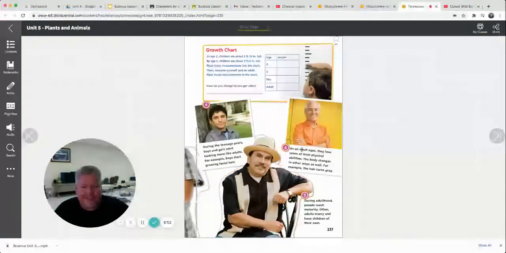And then 6, as an adult ages, they lose some of their physical abilities. The body changes in other ways as well. For example, hair turns gray. Yeah, I'm getting a few gray hairs on my head as well.